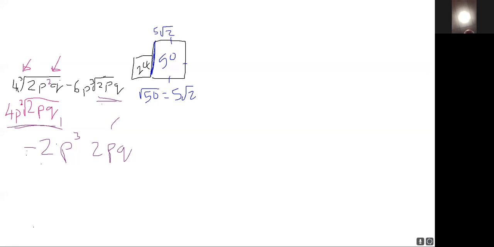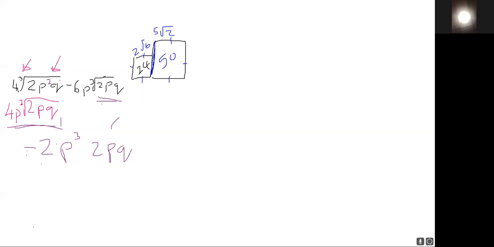Okay. Now, what about 24? What's the side length of the square that's 24? 2 root 6. Yeah, exactly. So this is 5 root 2, and this is 2 root 6, and that's 2 root 6, and that's 2 root 6. Right, same thing. Okay. And the question asks for the perimeter of the shape, right?